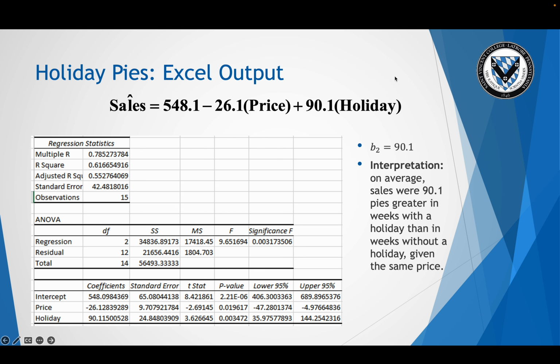So let's focus on this holiday coefficient, which is that on average, sales were 90.1 pies greater in the week with a holiday compared to weeks without a holiday, given the same price. Now, all we need to do is look at this p-value column to determine if it's significant or not. And let's stick with 5% level of significance. We can see that both of these variables are significant, as both p-values are less than 0.05. So we would say that the holiday effect, that dummy holiday variable, is statistically significant at the alpha 0.05 level of significance.